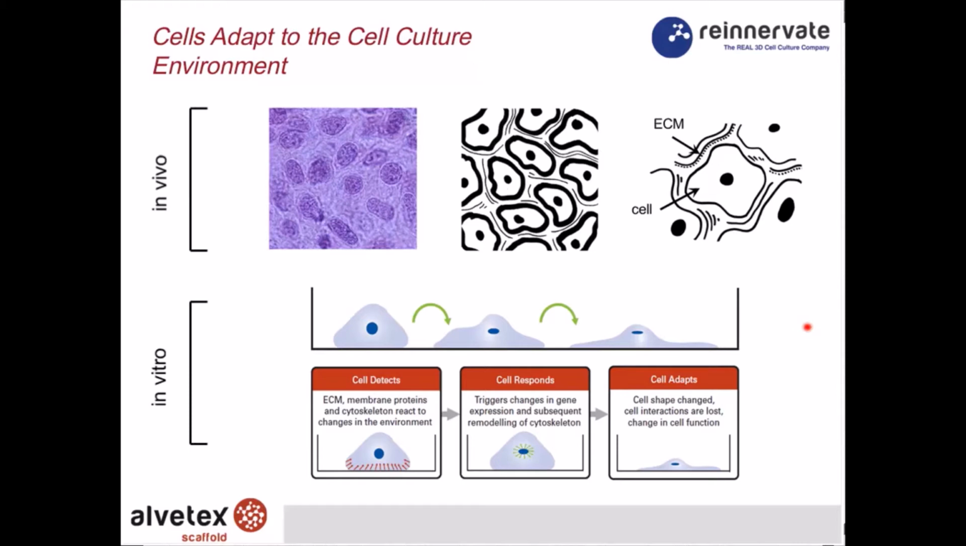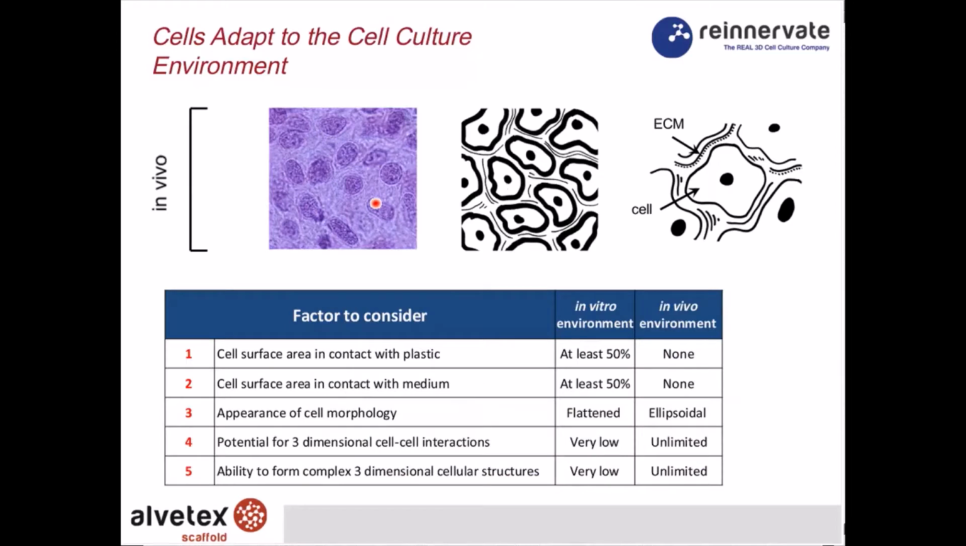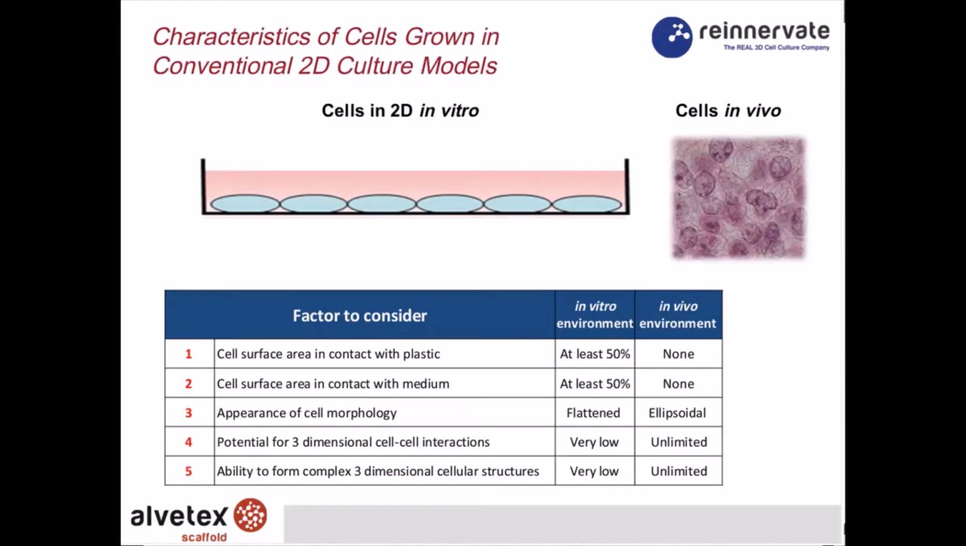So when studying cells which are flat like this in 2-dimensional culture, they don't behave in the same way as they do in vivo. If we look more closely at this, a cell is almost 50% against the plastic substrate, or it's against the medium. They're flat, very little interaction between cells, and this is really important in signaling processes. This is certainly restricted in vitro, and certainly it's not possible to create more complex structures, as I've mentioned, in vivo.